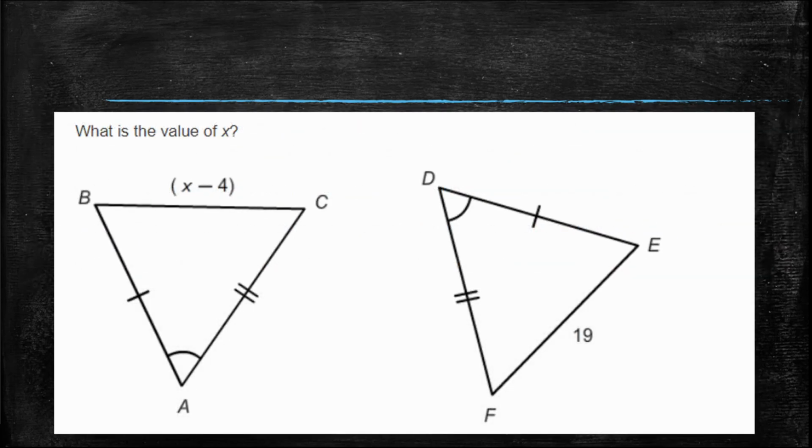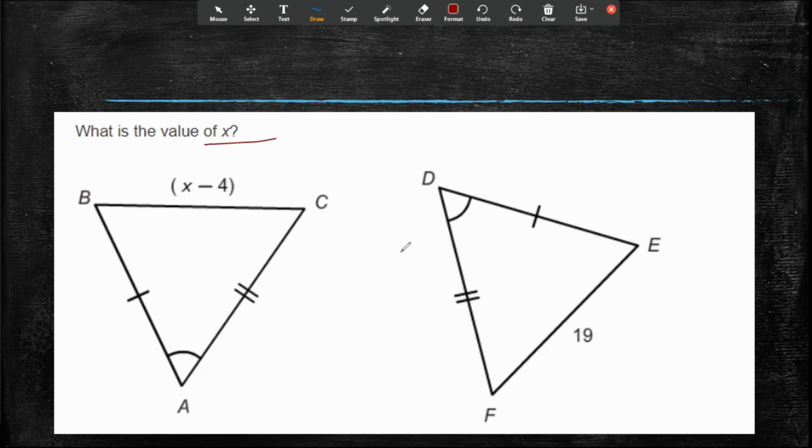And I'm going to actually do this one with you on the video because this one's a bit interesting. What is the value of x? Well, I have to look at these two triangles and determine, number 1, are they congruent first? And if they are, number 2, what are the corresponding parts? And once I do those two things, it's just basic algebra.